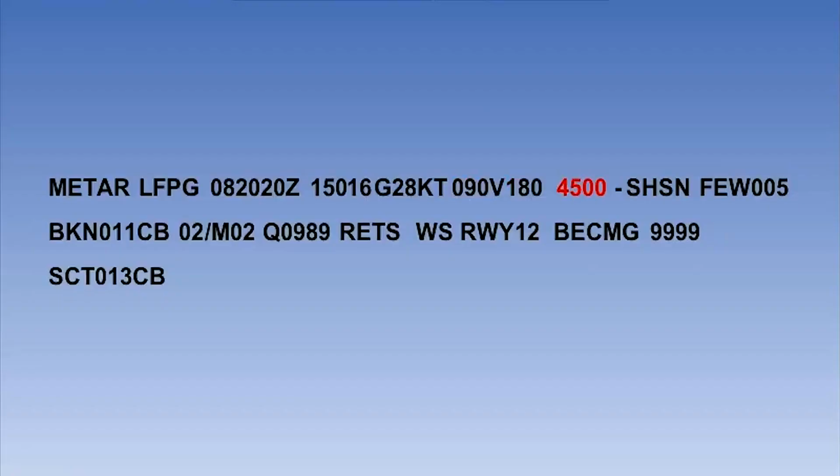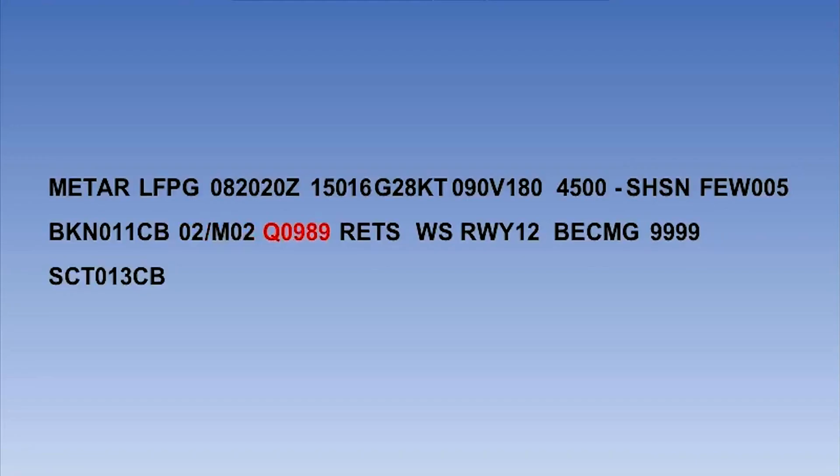The wind direction varied between 090 and 180 degrees true during that same 10-minute period. Visibility from the observing point was 4,500 meters in a light snow shower. We have few clouds at 500 feet and broken cumulonimbus at 1,100 feet, with an air temperature of +2 degrees Celsius and a dew point of -2 degrees Celsius.